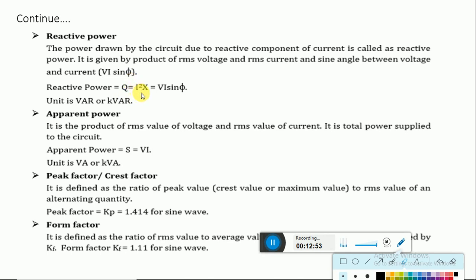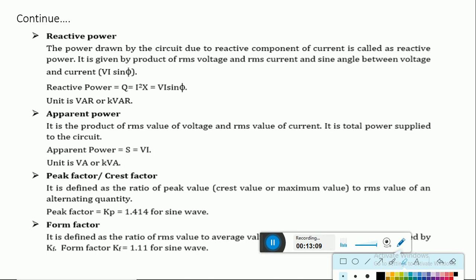Now Q is the product of I square and X. It is defined by VI sin phi. The unit of reactive power is VAR. If the reactive power is large, then it is indicated by kVAR. Now the third power is apparent power.